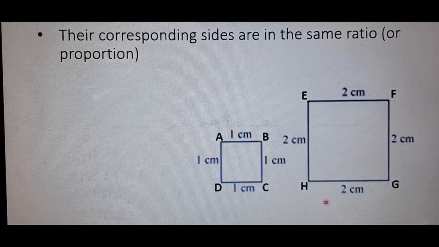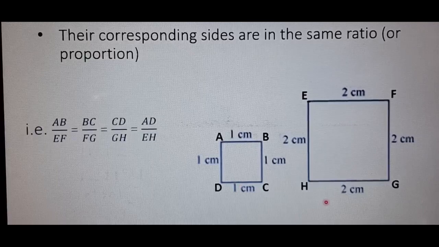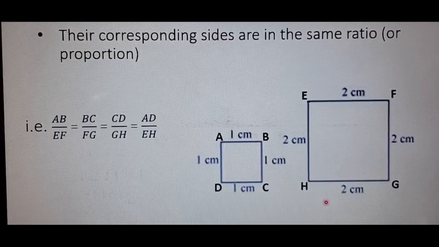First of all, we have already discussed angles. Now let's see how the corresponding sides will look. They should be in the same ratio. Let's start by writing AB upon its corresponding side EF. So we have to write it in ratio form.